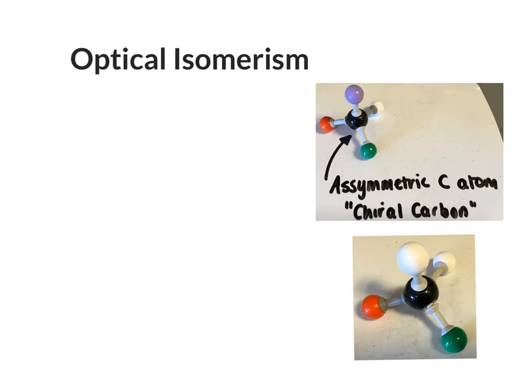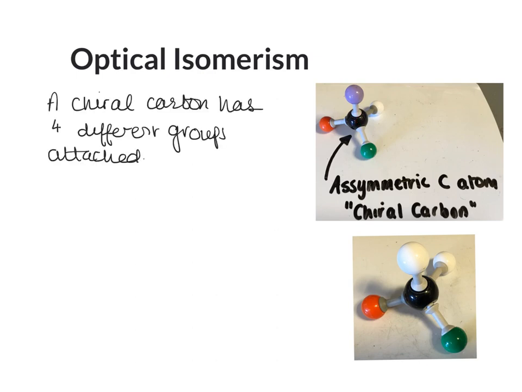So an asymmetric carbon atom or a chiral carbon atom is a carbon atom that has 4 different groups attached to it. So if you just look at this bottom compound, you can see you've got an orange atom, a green atom and 2 white atoms. So this doesn't fit our definition of a chiral carbon. It doesn't have 4 different groups because 2 of them are hydrogen atoms. And you can see that you wouldn't describe this as asymmetric. This compound is symmetrical because it does have a line of symmetry.